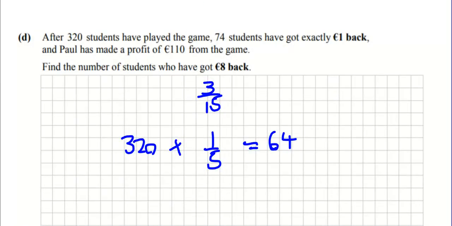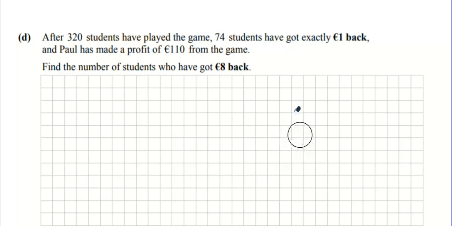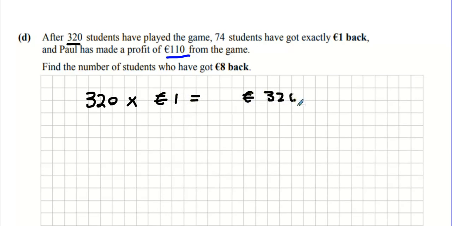All right, next question. After 320 students have played the game, 74 students have got exactly €1 back, and Paul has made a profit of €110 from the game. Find the number of students who have got €8 back. All right. So the first thing to remember is that Paul, what you get is 320 students multiplied by €1 means that he took in €320.